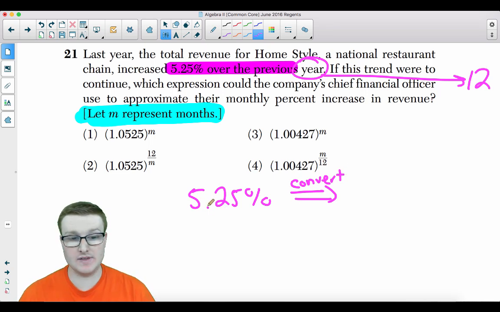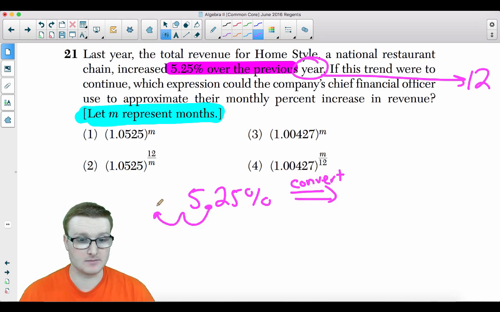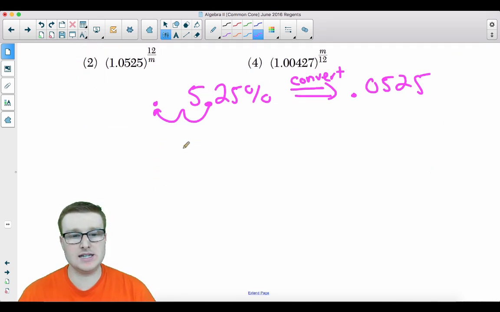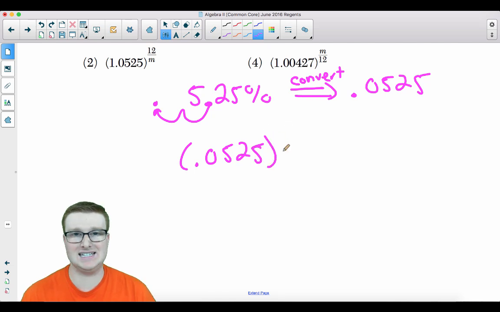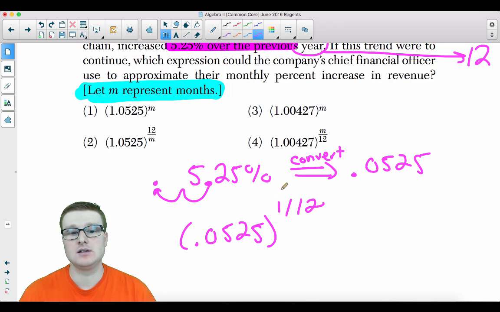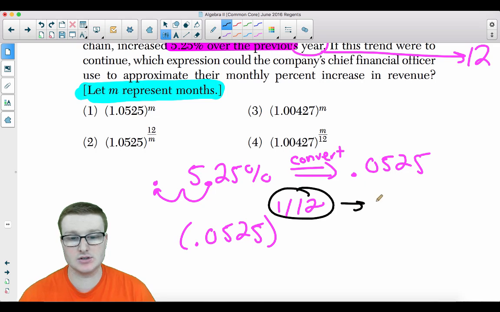To convert to a decimal, you move that decimal point 2 places back. Oops, that was a horrible arrow. 2 places back. Okay, so you get 0.0525. Now all you need to do is take the percent, 0.0525, and raise it to the 1/12th power. What this does is it shows 1 over 12. What this does is it converts it to years.